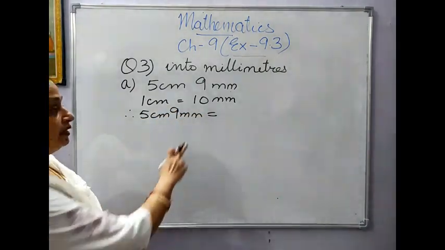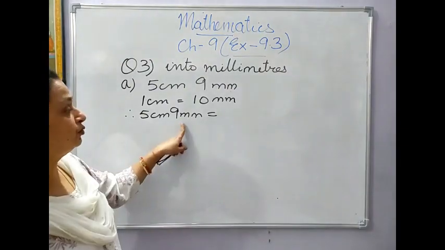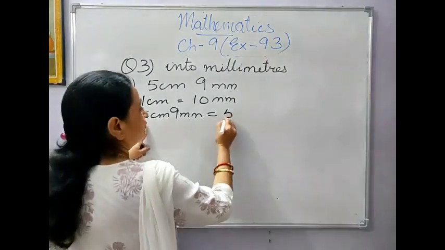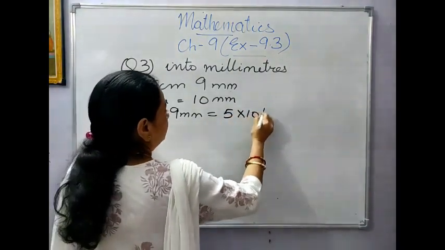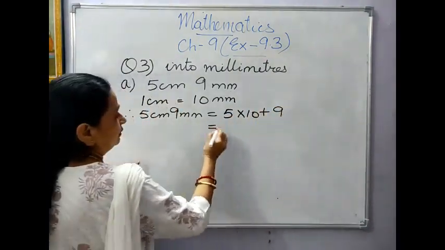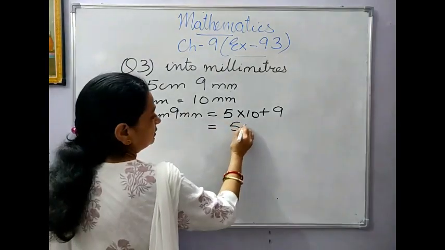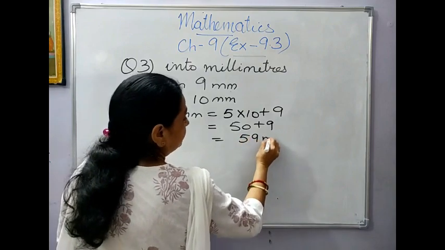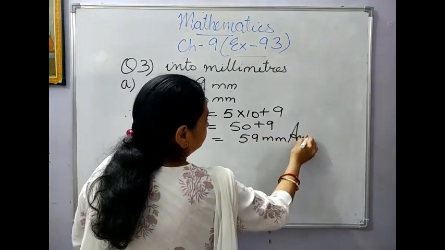Now, this is already in millimeter. That means you don't have to do anything with that. You only have to copy there. This 5 into 10 plus 9. So 5 tens are 50 plus 9, it is 59 millimeter is your answer.